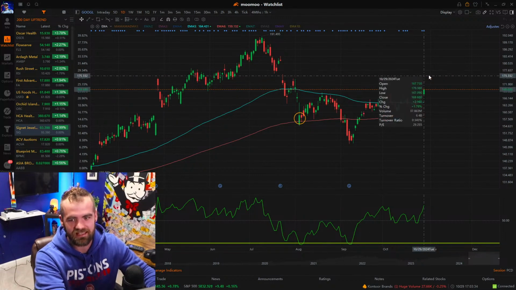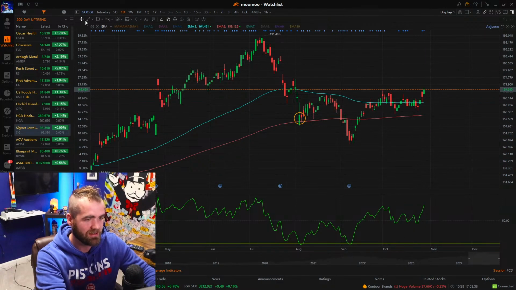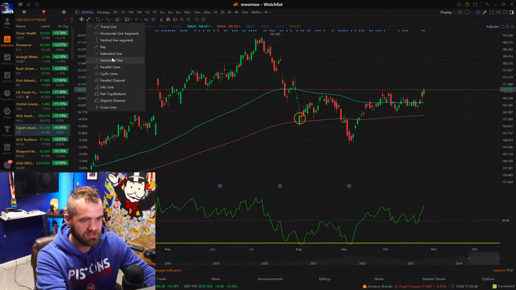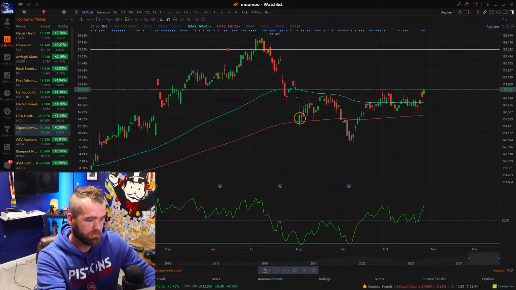But this thing's approaching the 180 level, so we could see a little bit of resistance up there in this range here.